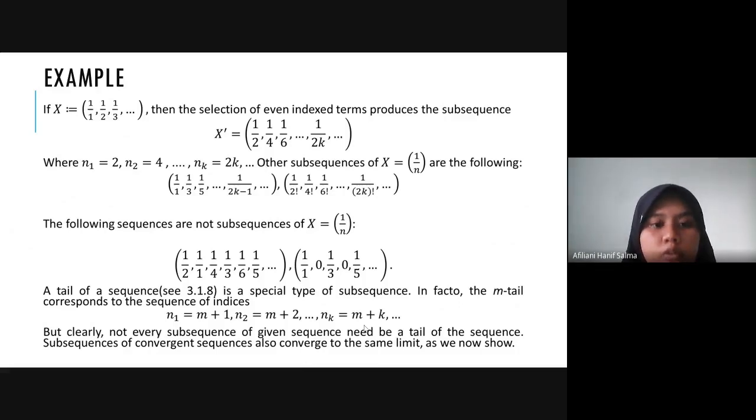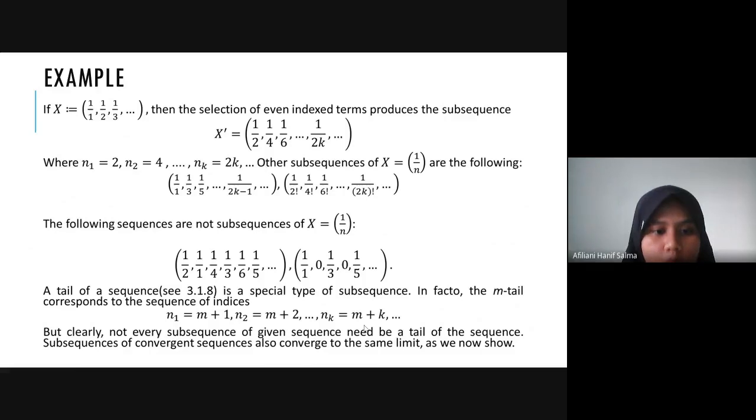The following sequences are not subsequences of X = (1/n): (1/2, 1/1, 1/4, 1/3, 1/6, 1/5, ...) and (1/1, 0, 1/3, 0, 1/5, ...).